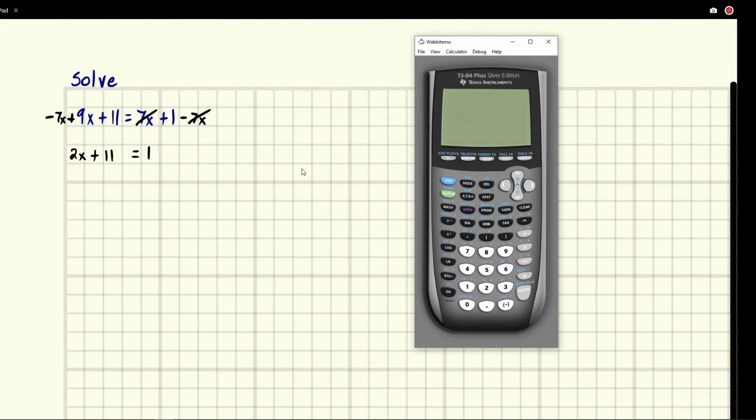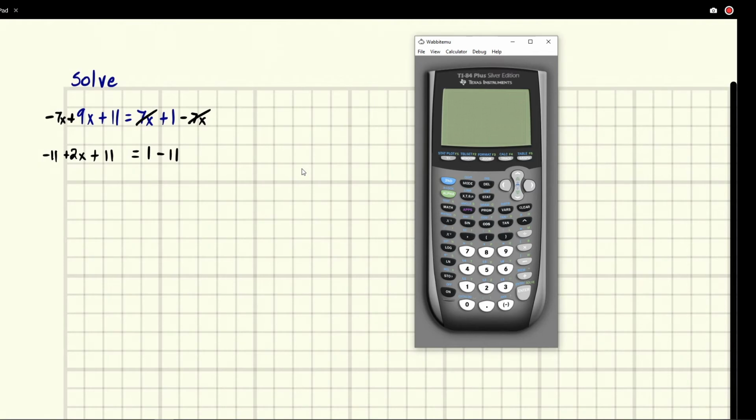Now what we want to do is get the x by itself on one side. So this 11 is kind of intruding on that. In order to do that, we're simply going to do the opposite of it. So right now this is plus 11, just plus 11. So we're going to do a minus 11. Remember, this is a positive 2x. So we're going to do a minus 11 to both sides.